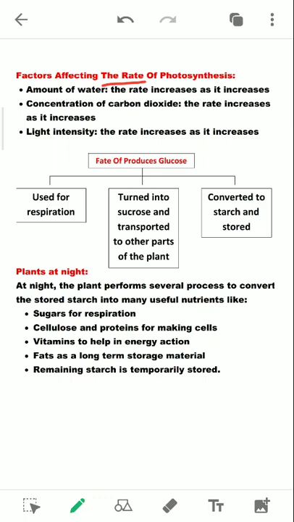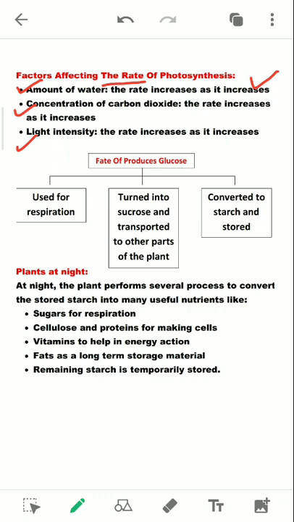For example, if the plant has lots of water, that means the speed of photosynthesis will increase. If it has huge concentrations of carbon dioxide, again the rate will increase. And if it has lots of sunlight, again the rate will increase. If I say the opposite, if it has less water, the speed of photosynthesis will decrease. So it can be applied to all the other ingredients as well. If we decrease the carbon dioxide concentration, rate will decrease. If we decrease the light intensity, rate will decrease.